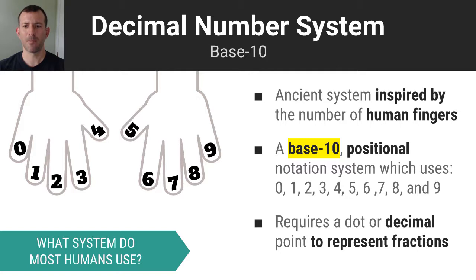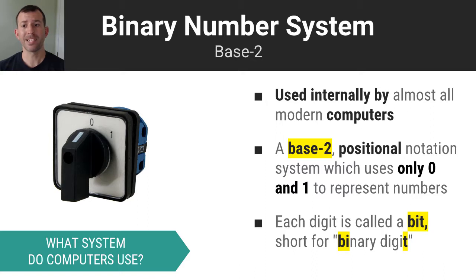Let's take a look at some of the more common number systems. Decimal is a base 10 number system which uses the symbols 0 through 9 to represent values. Anything to the right of the dot or decimal is considered to be a fractional part of the number. Binary is a base 2 number system which only uses the symbols 0 and 1 to represent values. Each 1 or 0 is referred to as a bit or a binary digit.